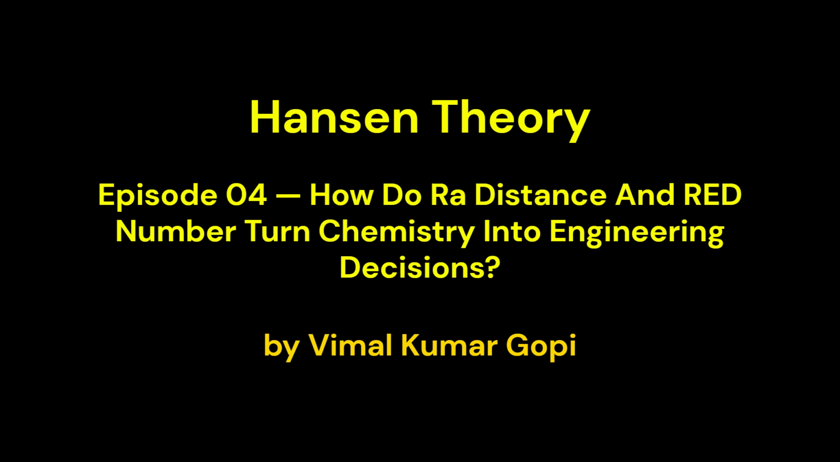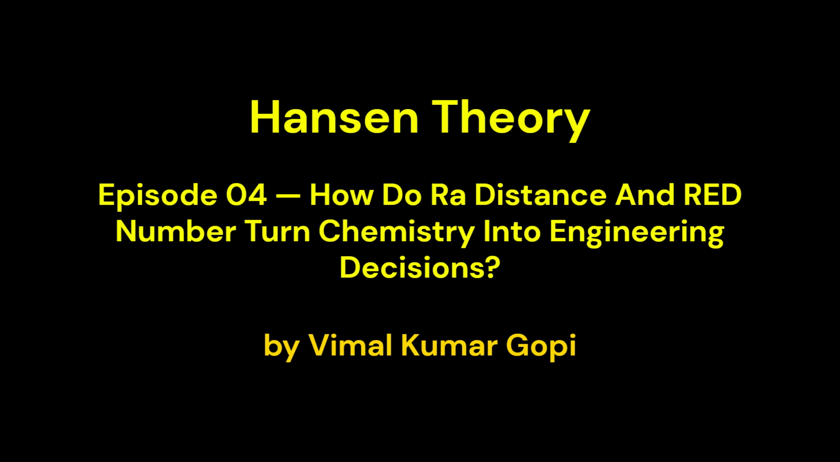When RED is close to 1, the system is borderline. This is where partial solubility, sensitivity, and instability appear. When RED is greater than 1, the solvent is outside the sphere. Failure becomes predictable. Now here is where minority thinking begins. Most engineers treat RED values as pass or fail indicators. They see a number below 1 and assume success is guaranteed. They see a number above 1 and assume nothing can be done.